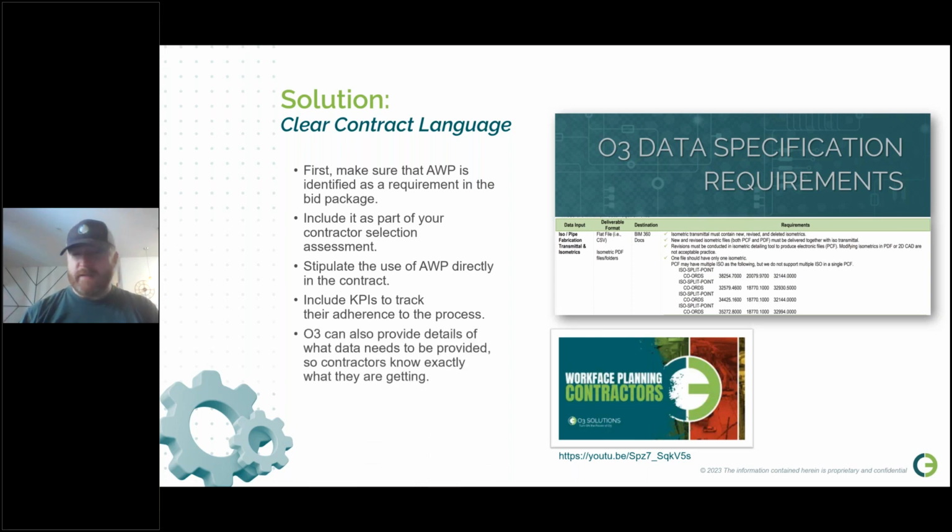O3 also provides what we refer to as a data specification. That's going to be able to tell your contractors what data is required. So this is typically things like the engineering contractor, where we can tell them exactly what data we need from the 3D model, from the materials management system, from the document management system, in order to make AWP digitally effective. So make sure that that's provided to them early on, make sure they understand what the requirements are going to be.